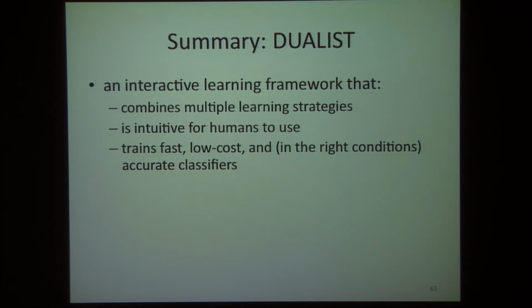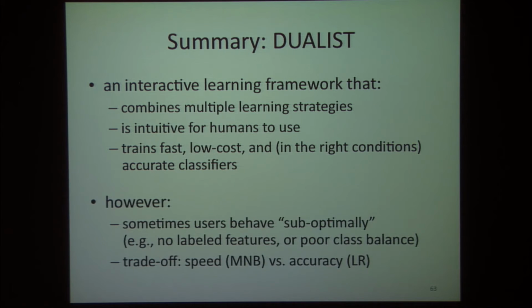So DUALIST is a new interactive learning framework that can combine multiple different learning strategies under one roof. It's intuitive for people to use, and we can train fast, low cost, and under the right conditions, accurate classifiers. But sometimes people behave suboptimally by not labeling features or not maintaining a class balance among the features that they label. And there's also this trade-off of speed versus accuracy of the actual classifier that we use in the loop.